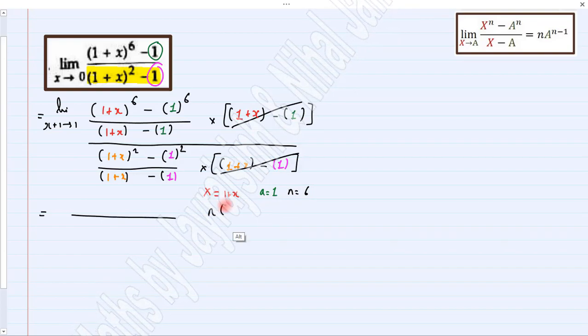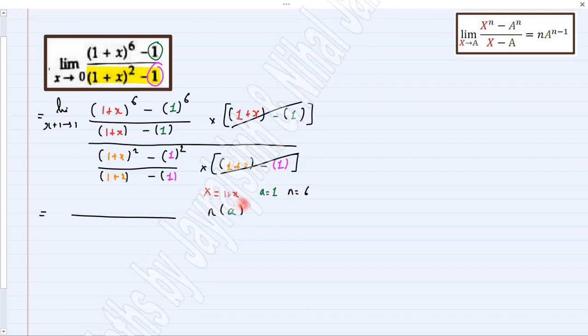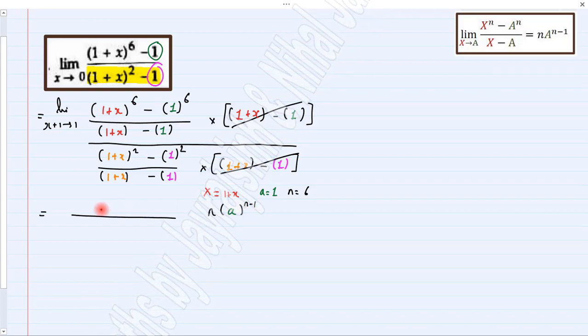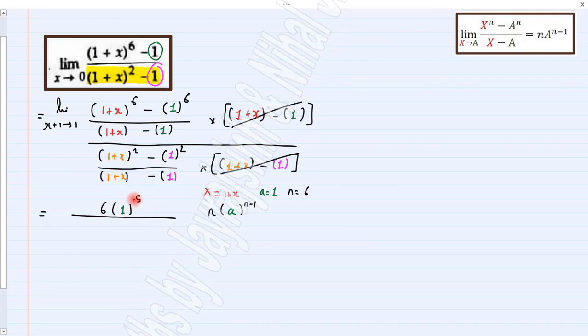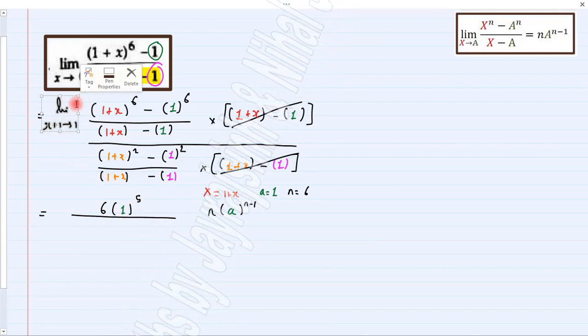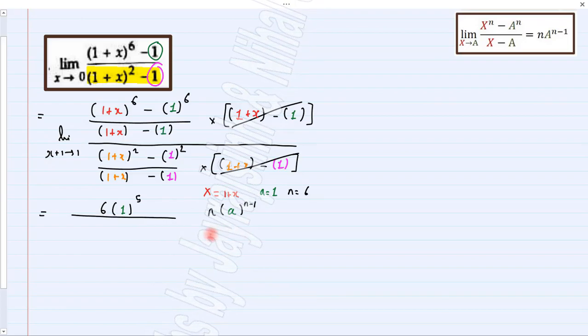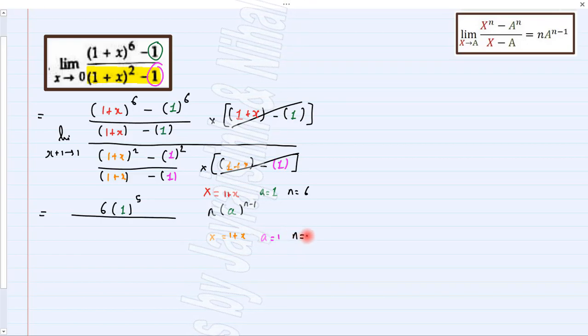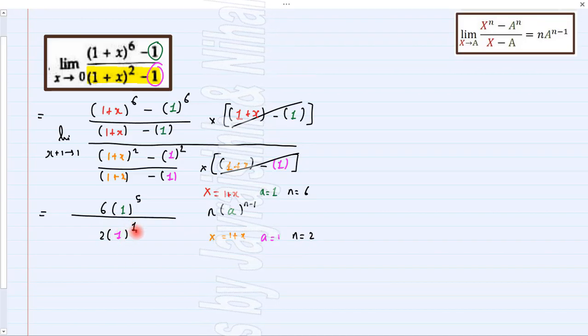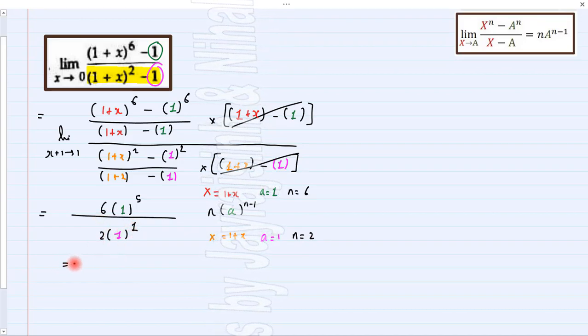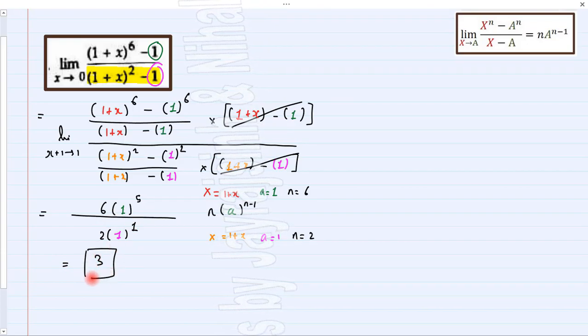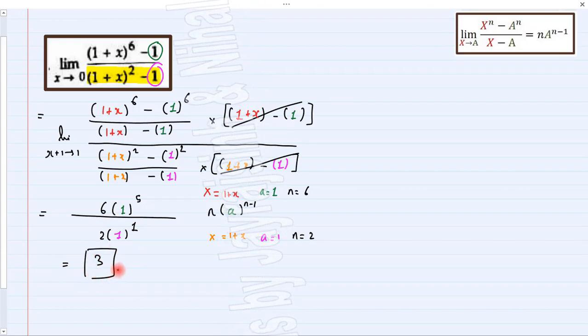You will get n into A raised to n minus 1. So here we'll get 6 into 1 raised to 6 minus 1, or we can say 6. Similarly, in denominator, we can apply same limit. But in denominator, you have X is equal to 1 plus x, and A is equal to 1, and your n is 2. So you will get 2 into 1 raised to 2 minus 1, or we can say 2. So finally, you will get 6 by 2, or we can say 3 as your final answer. Ta-da!